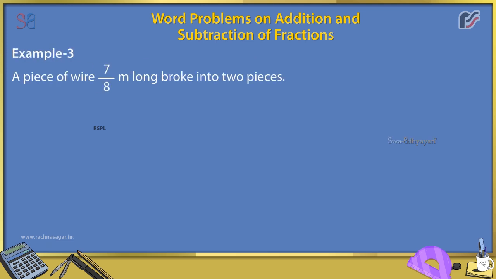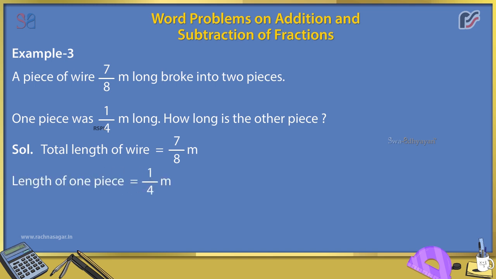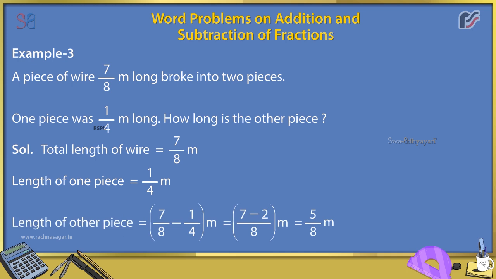Example 3. A piece of wire 7/8 meter long broke into 2 pieces. One piece was 1/4 meter long. How long is the other piece? Solution. Total length of wire is equal to 7/8 meter. Length of one piece is equal to 1/4 meter. Length of other piece is equal to (7/8 minus 1/4) meters, which is equal to ((7 minus 2)/8) meters, which is equal to 5/8 meters.